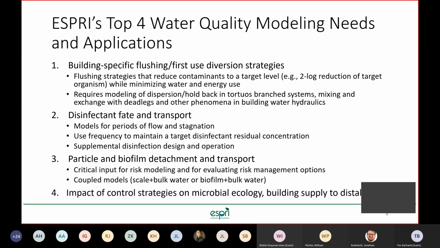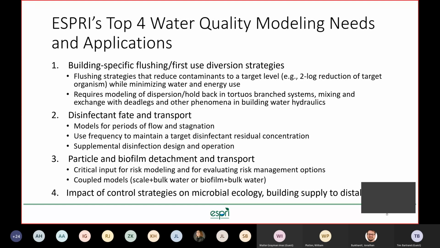The second modeling need is disinfectant fate and transport. Pennsylvania right now has a proposed rule in front of the legislature, in which they are suggesting, I need to read through the rule more carefully, but they're suggesting that building water systems need to maintain 0.5 milligram per liter of free chlorine everywhere at all times, or 1 milligram per liter of chloramines anywhere at all times.